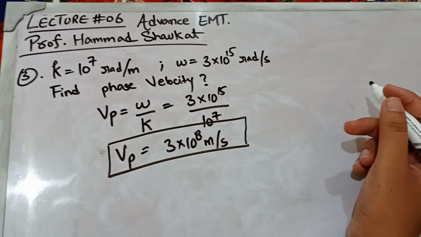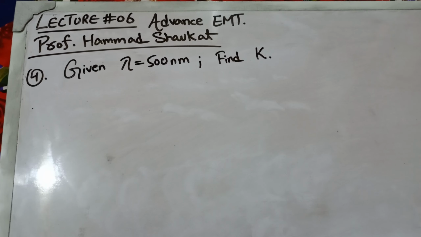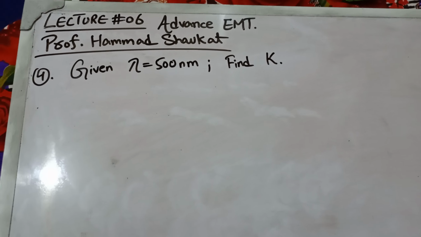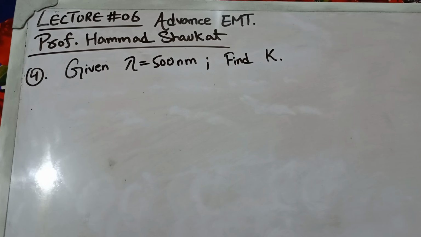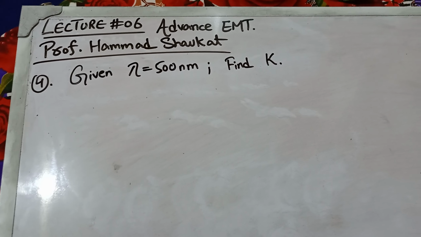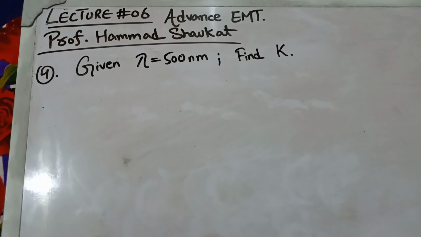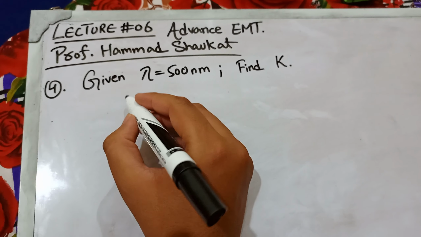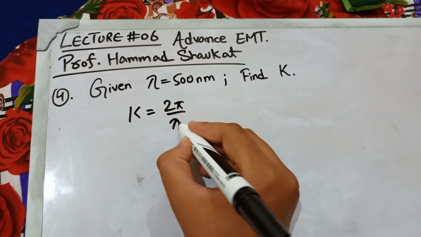Now let's move towards the fourth problem. The statement is simple: your wavelength is given, which is 500 nanometers. You just have to find the value of the wave vector k. To find the value of k, you must know the relation between k and lambda, which is k equals 2 pi over lambda.